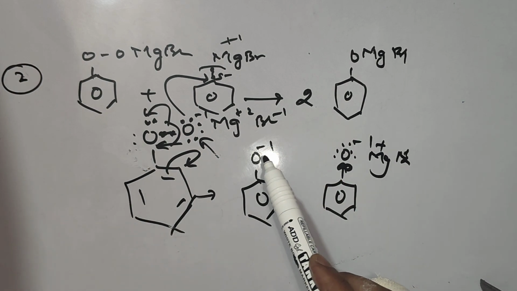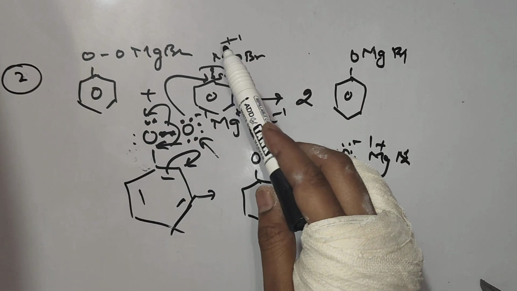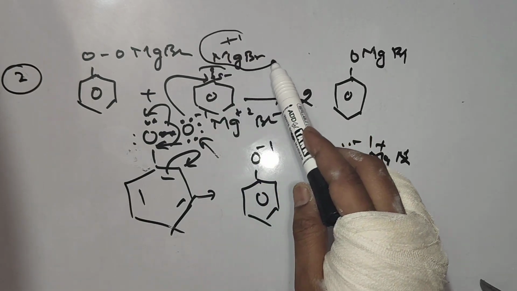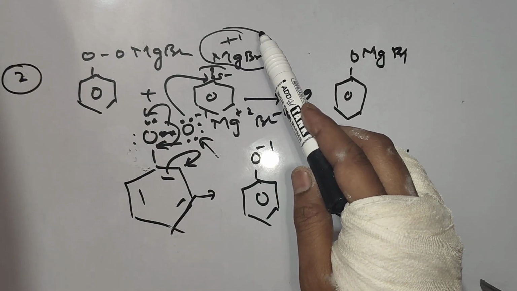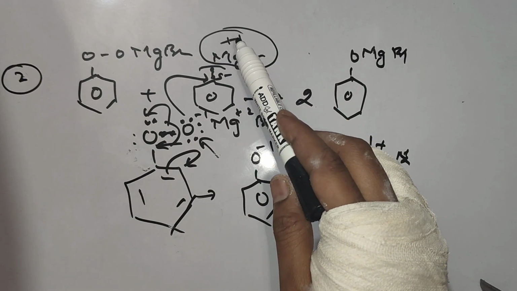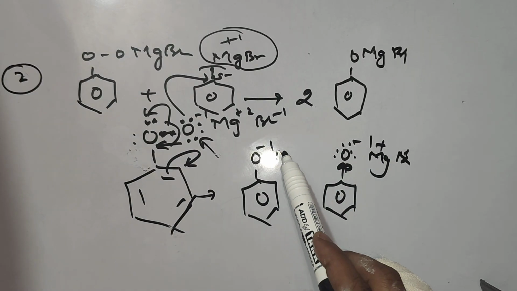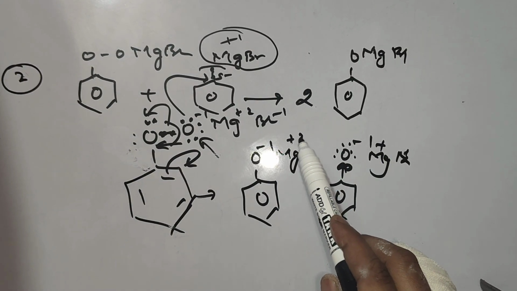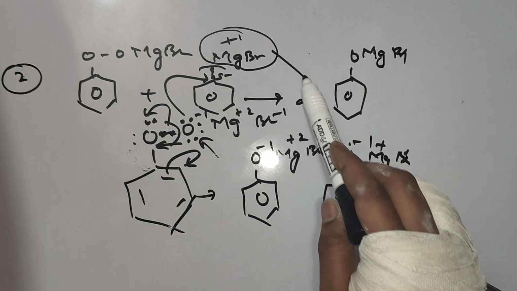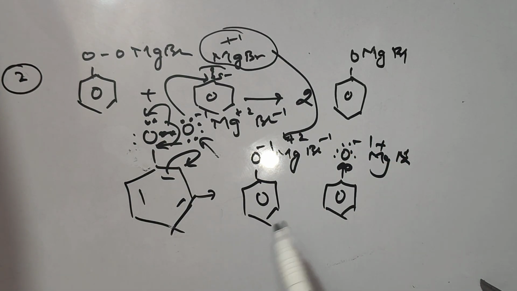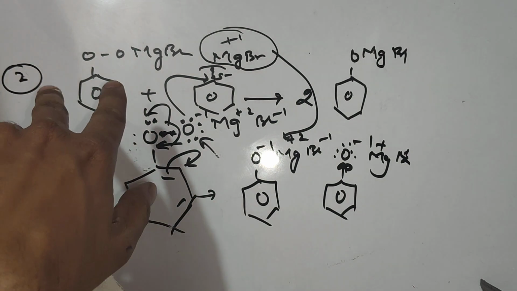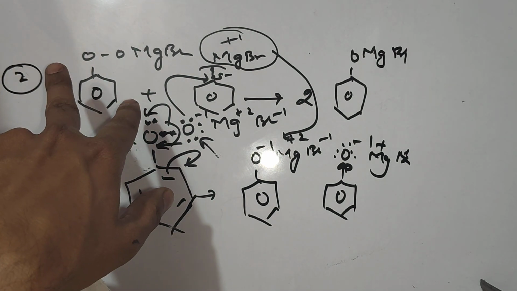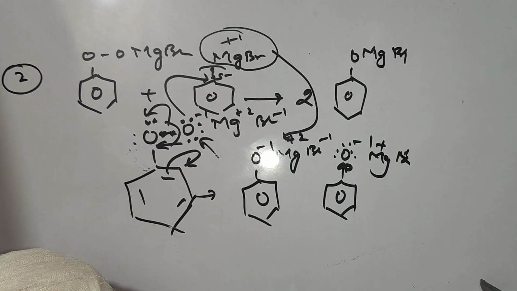Now look here, this O-1 part is generated. From where will it get MgBr? Obviously from here. Mg has lost its electron, so it will become +2. Again +2 and -1 cannot balance each other. So that +2 magnesium will attack this oxygen like this. So two particles of phenyl oxymagnesium bromide will generate. This is the mechanism here for conversion of phenyl peroxymagnesium bromide intermediate to phenyl oxymagnesium bromide.